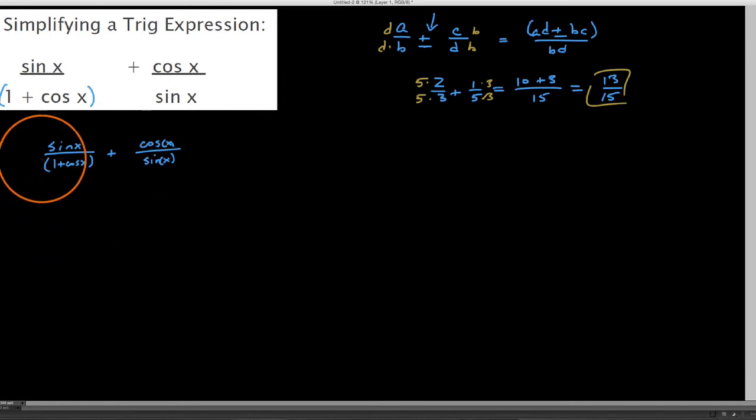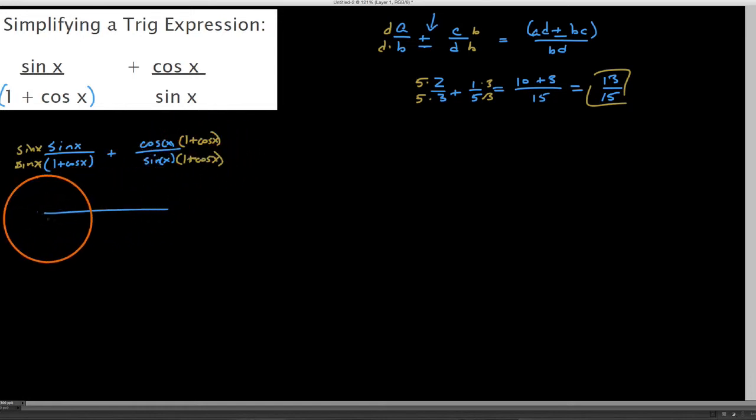So what we end up with here is this: we essentially have to take everything on the left and multiply it by sine x over sine x. And we're going to take everything on the right, and this is the important part, and multiply it by the entire denominator from the left, which is 1 plus cosine of x, in parentheses. So what we end up with is a long drawn out expression, but the common denominator is what we get when we take the sine of x times 1 plus the cosine of x. This was of course our common denominator.